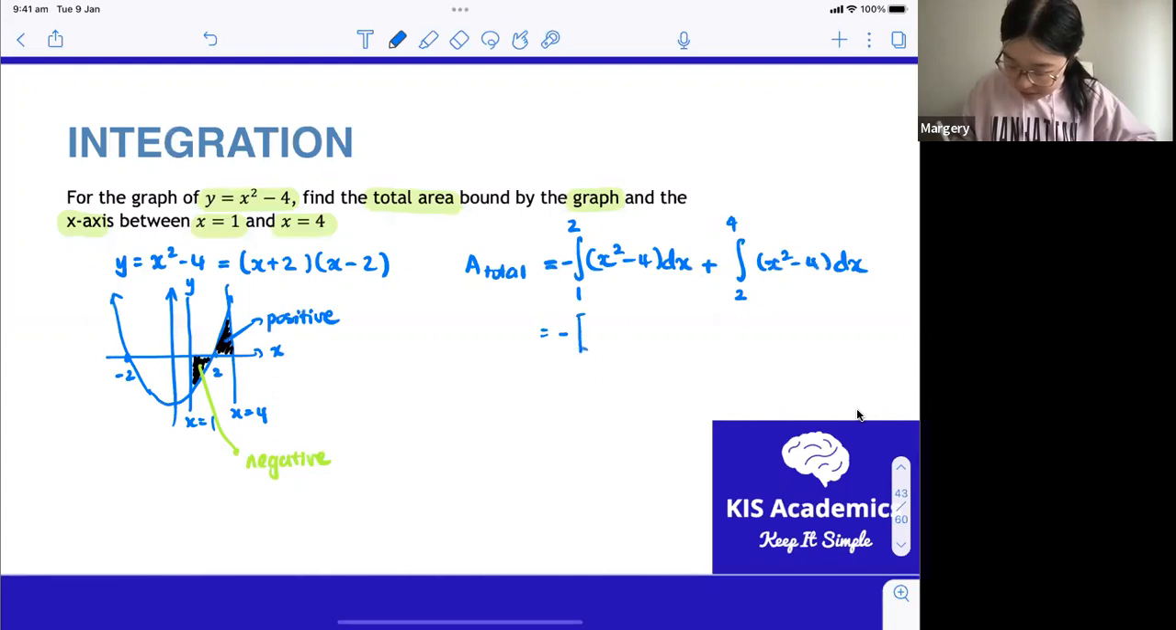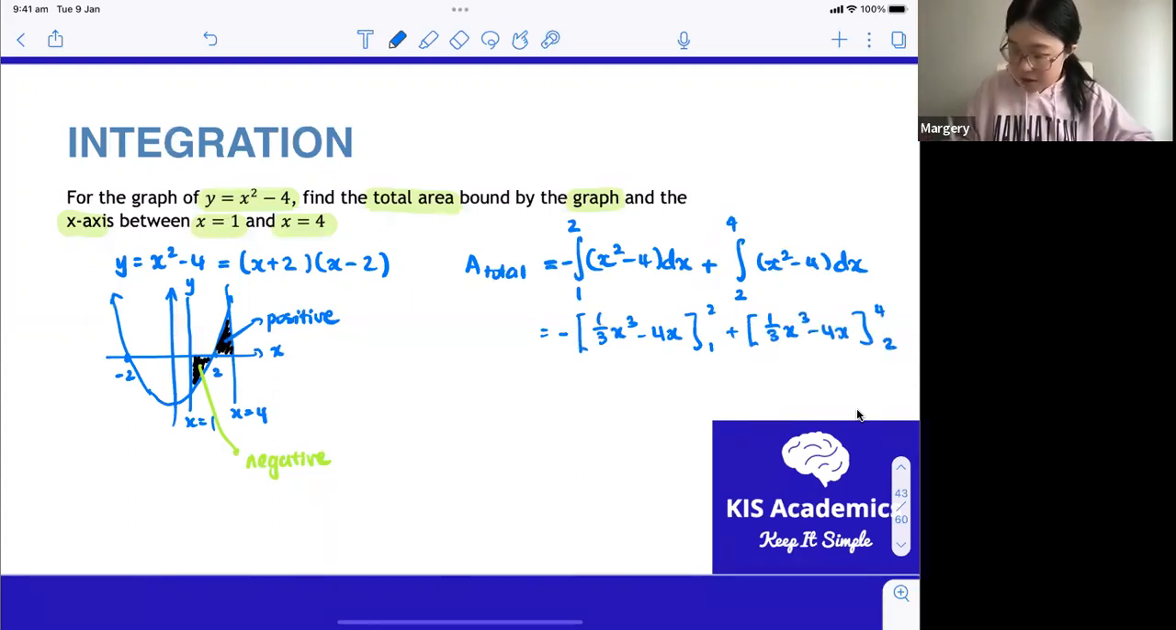So I get negative of 1/3 x cubed minus 4x, adding 1 to the power and dividing by the new power, from 1 to 2, plus 1/3 x cubed minus 4x from 2 to 4. To work this out, we substitute in each of the terminal values. So I have negative of 2 cubed, which is 8, so 8/3 minus 4 times 2, which is 8.